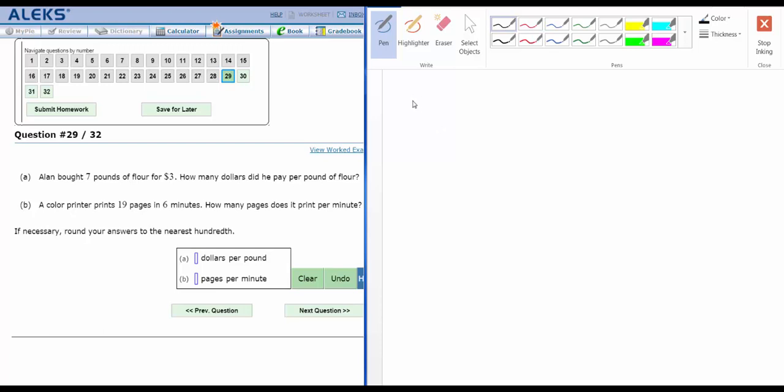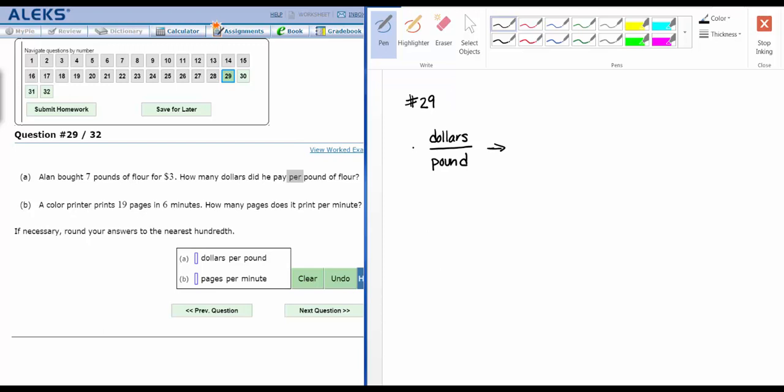Okay, here we're looking at problem 29 with unit rates. It says Alan bought 7 pounds of flour for $3. How many dollars did he pay per pound of flour? So here's the key. We want to look at the word per. And it says per pound. So when we're starting to set up our unit rates, we should understand that pound is going to go in the denominator. And then we want dollars on top.